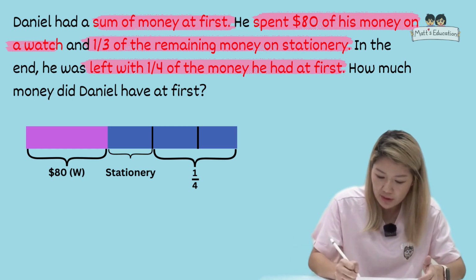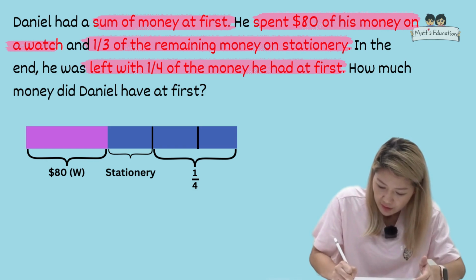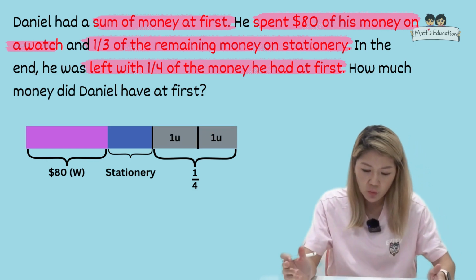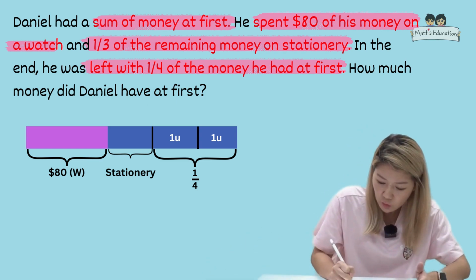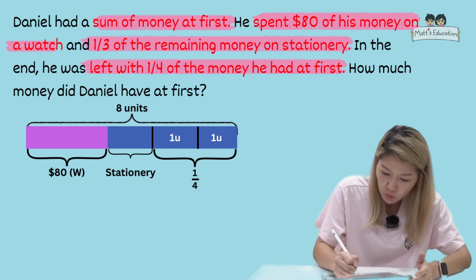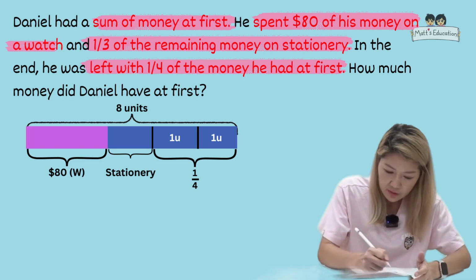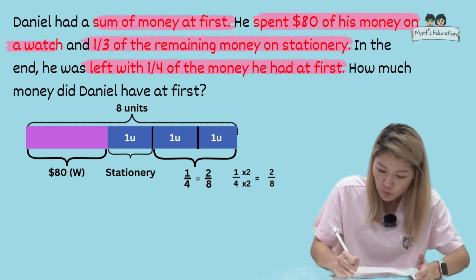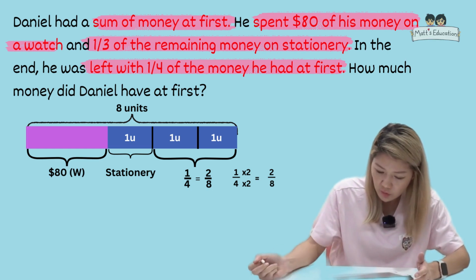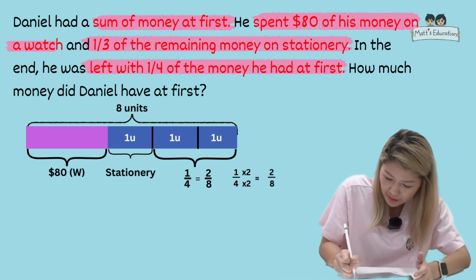This is the most important part that students will need to understand. These 2 units refer to the 1/4 of the original money that he had at first. Since there are 2 units, it means that the whole will be 8 units. Why is the whole 8 units? Because if we were to do this, it will represent 2 fours, and 2 units represents these 2 units that he had left, and 8 units will refer to what he had at first.